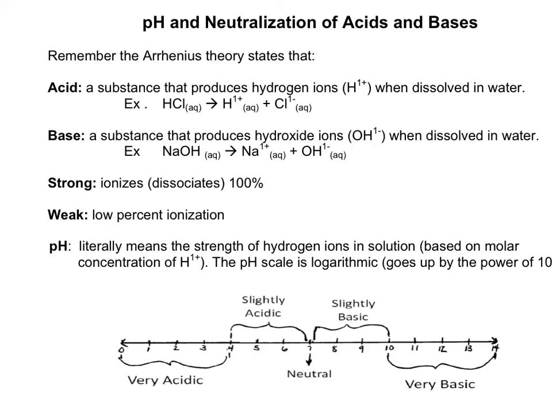The Arrhenius theory describes bases as any substance that produces hydroxide ions, or OH-, when dissolved in water. And here's the ionization equation showing sodium hydroxide performing that ionization. We also describe strong acids and bases as ionizing or dissociating 100% of the time, and weak acids and bases having a low percent ionization.